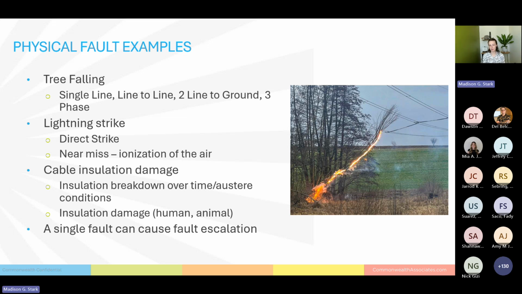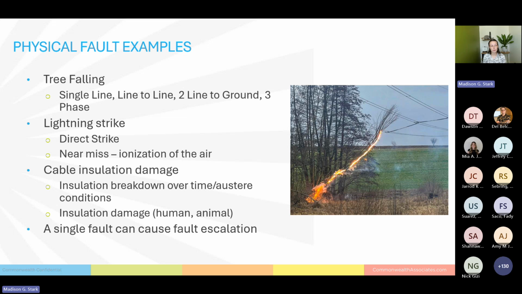But this also shows how faults can escalate from one fault to multiple faults. So if this tree were to fall just a little bit more and touch that second line, well, now you're going from a single line to ground fault to a double line to ground fault. If the tree had fallen across the lines in a way that it only touched two of the lines, then it would be a two-line fault. If it had fallen perfectly across all three phases, then it would be a three-phase fault.